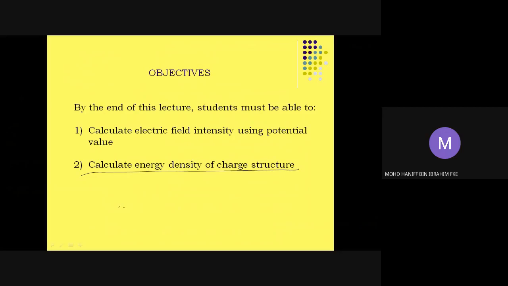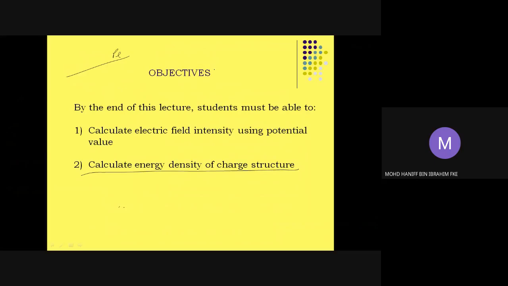Which means that if you are given any charge structure, for instance, a line charge having a rho L density in coulombs per meter, we want to calculate what is the amount of energy density produced by this particular charge structure. Calculate the energy density of charge. Yes, correct.